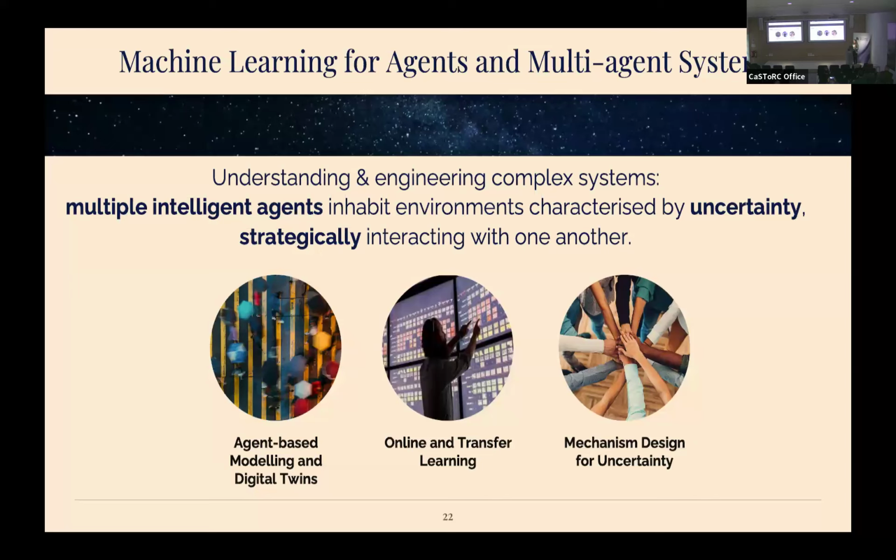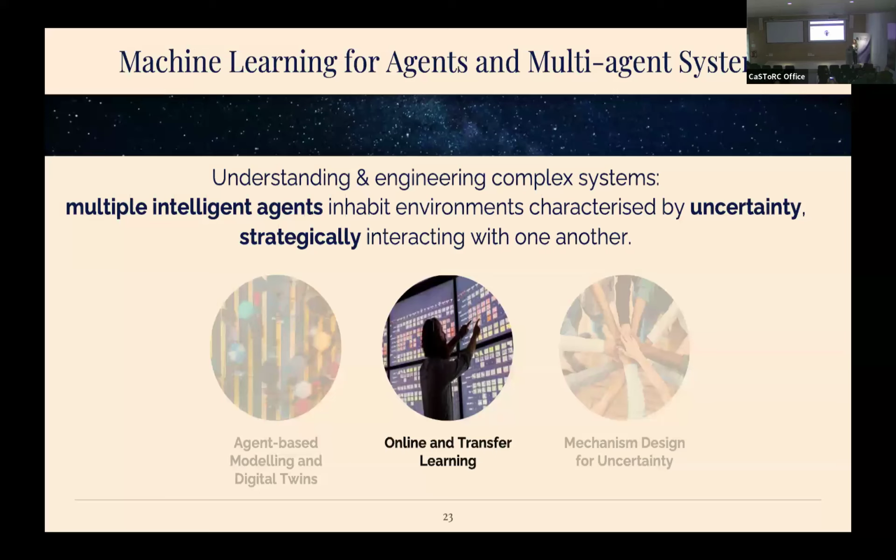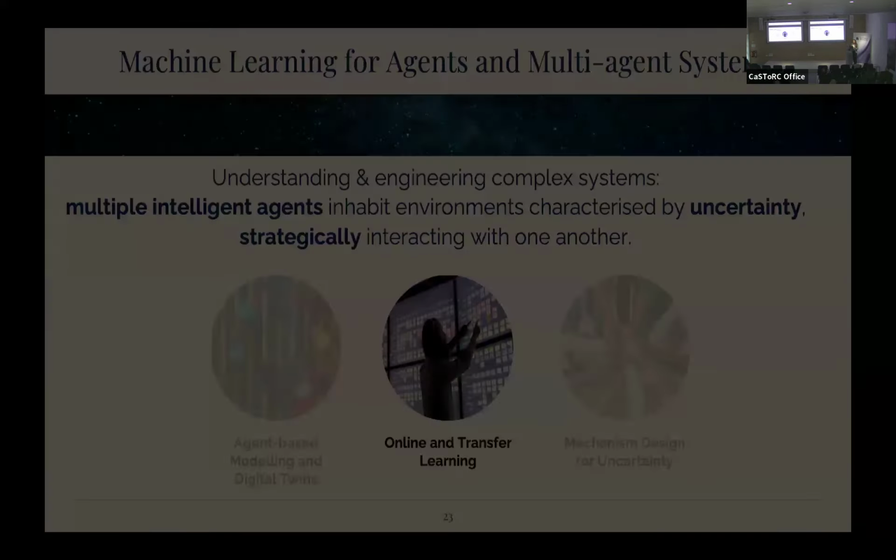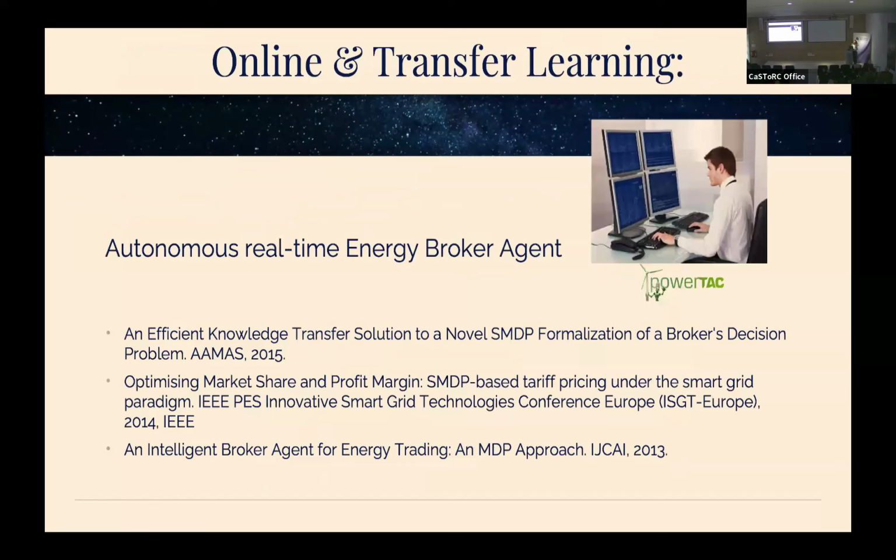And I'd like to move on to online and transfer learning. There's a lot happening in this area. And in agent systems, we are very interested in using the data that's currently available to make decisions in the moment, not necessarily rely on historical data to do some analysis. And we have had some very interesting work here.